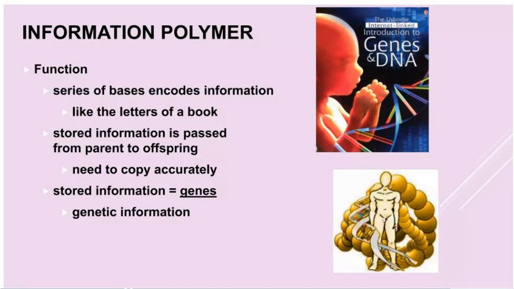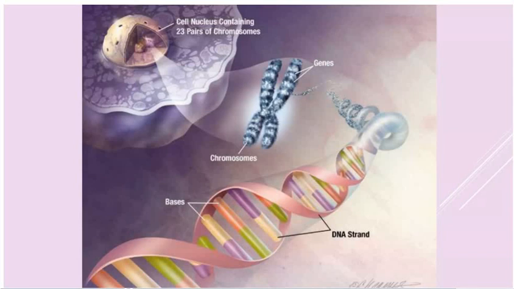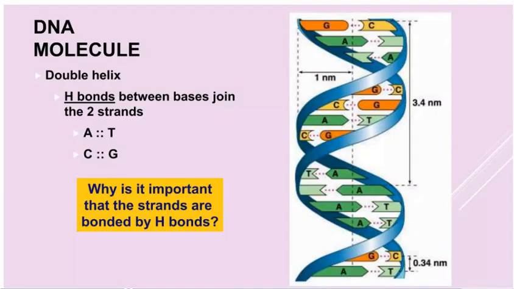So information polymers' function: a series of bases encodes information like the letters of a book. Stored information is passed from parent to offspring, so we need to copy the stored information accurately: genes and genetic information. So see the strand. In a DNA molecule, a double helix, hydrogen bonds between the bases join the two strands, A-T and C-G. Why is this important? Why are the strands bonded by hydrogen bonds?